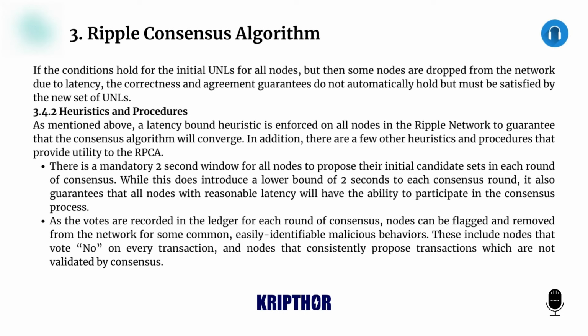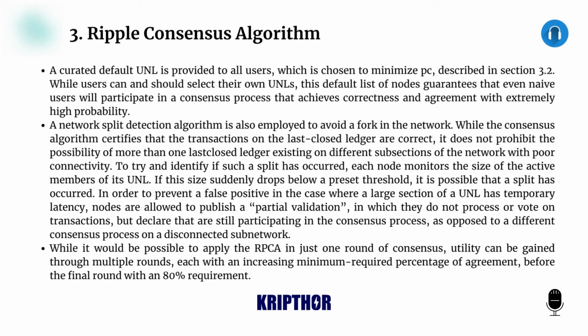As the votes are recorded in the ledger for each round of consensus, nodes can be flagged and removed from the network for some common, easily identifiable malicious behaviors. These include nodes that vote no on every transaction, and nodes that consistently propose transactions which are not validated by consensus. A curated default UNL is provided to all users, which is chosen to minimize PC, described in section 3.2. While users can and should select their own UNLs, this default list of nodes guarantees that even naive users will participate in a consensus process that achieves correctness and agreement with extremely high probability. A network split detection algorithm is also employed to avoid a fork in the network.